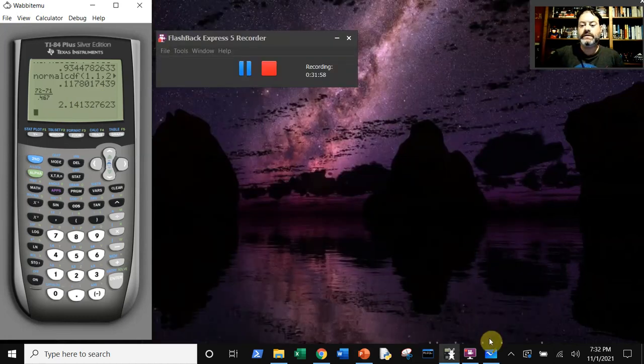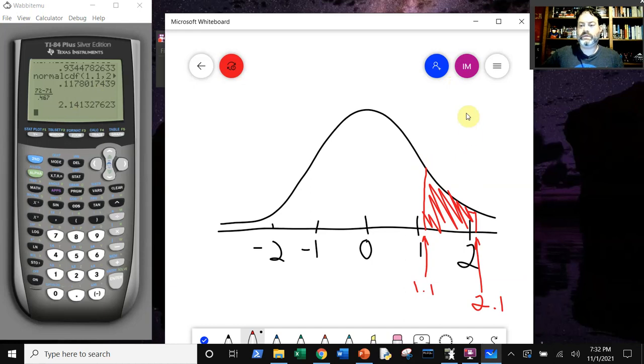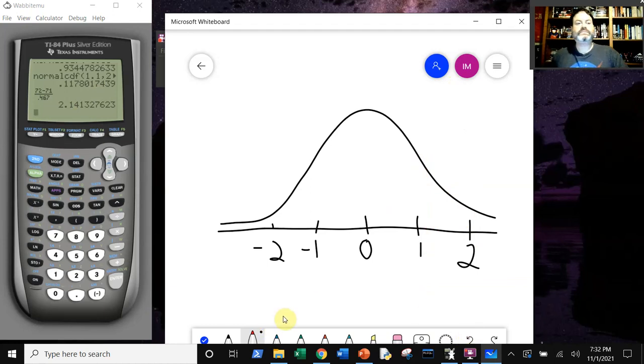So let's go back to our whiteboard. I might be able to just back this up. Here we go. So 2.14 is over here just to the right. Right. 2.14. And it's a right tail. And then I just draw an arrow saying that the tail is just going.